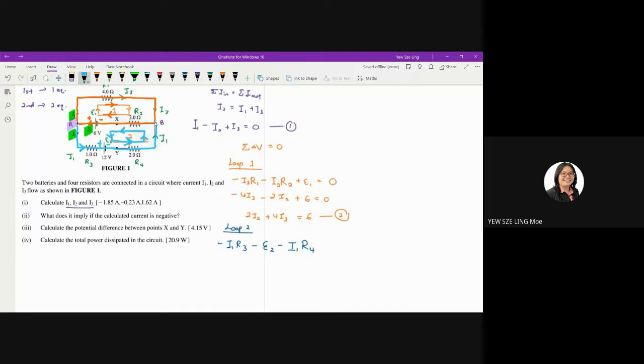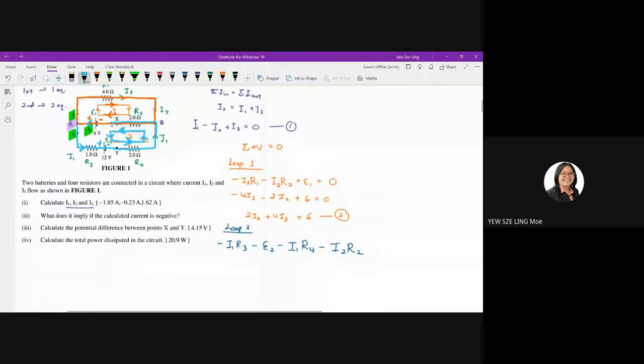Okay, so now I keep traveling towards the left-hand side. As I pass through R2, what happened? The direction of I2 and the direction of the loop are both pointing to the left-hand side, the same direction, which indicates that now it's experiencing a potential drop once again. So minus I, but it's no longer I1. Why? Because current flowing along this horizontal line is your I2. So minus I2 R2.